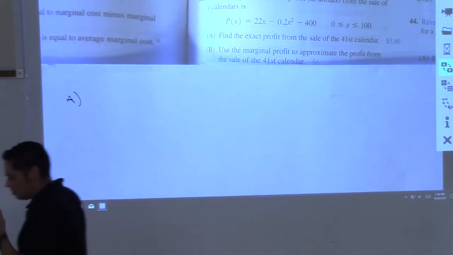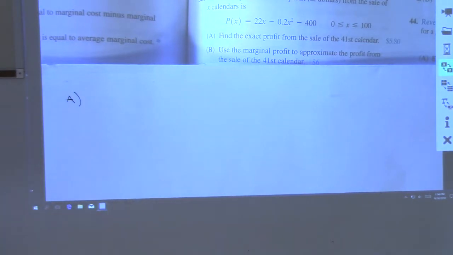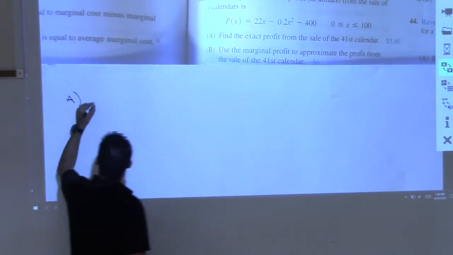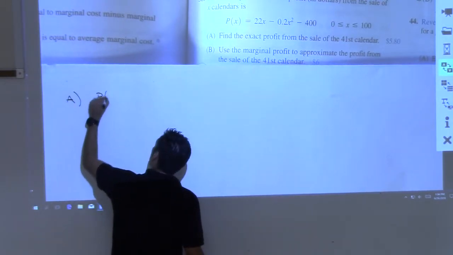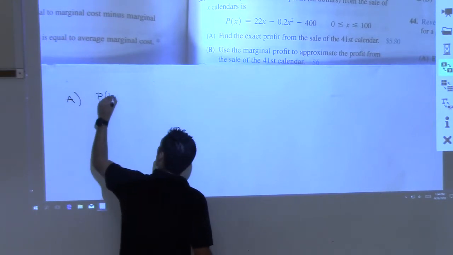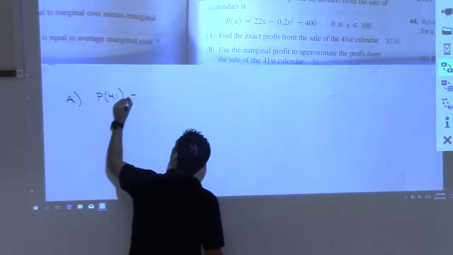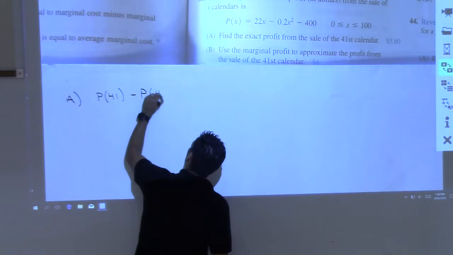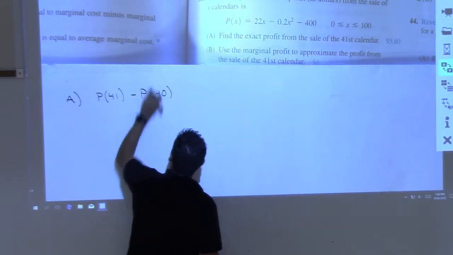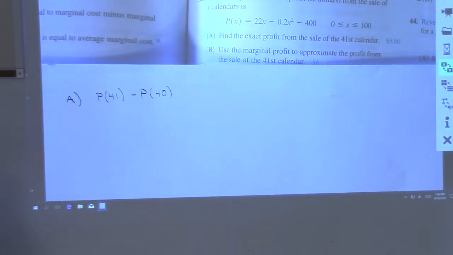All right, so part A. What are we going to do to calculate part A? We're going to plug in 41 and 40 on the other one, and subtract the two. Exactly. So they're asking for the exact profit. So what we want to do here is take the profit that we would get from selling 41 calendars and subtract from it the profit that we would get from selling 40 calendars. Okay? And that will give us the profit of selling that 41st calendar.